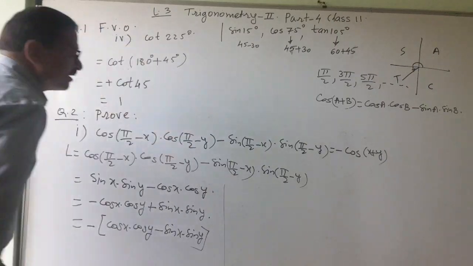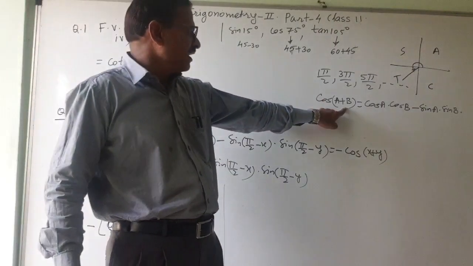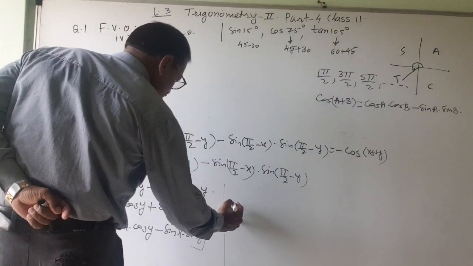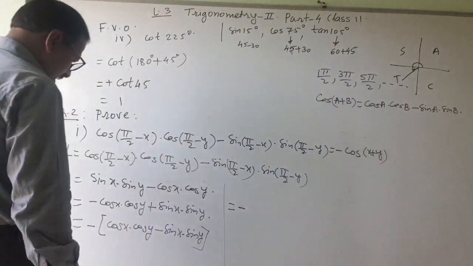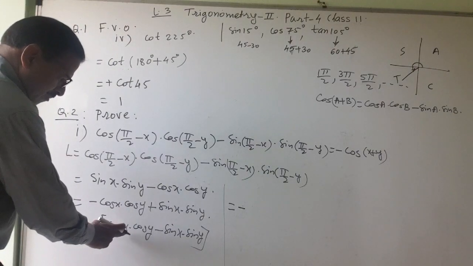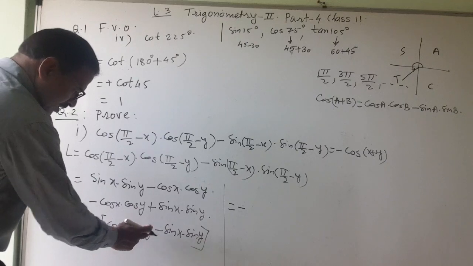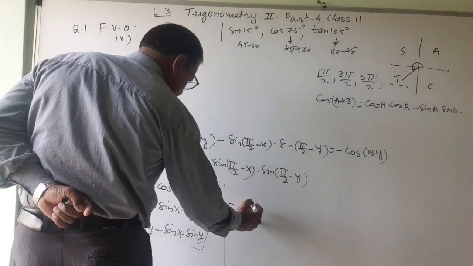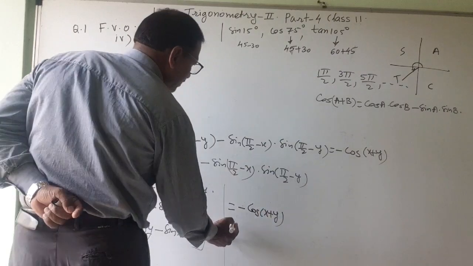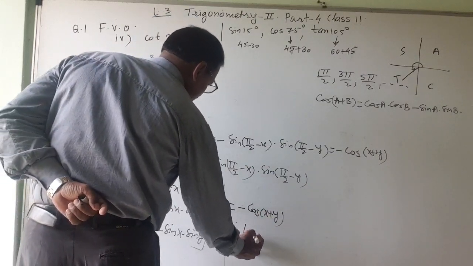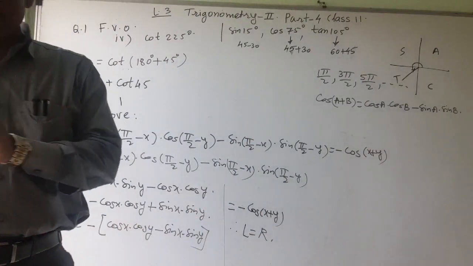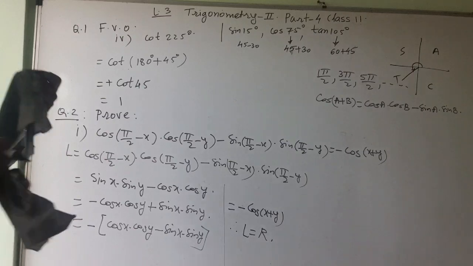Now this is exactly fitting in this formula. This minus sign will be out. This is equal to minus cos of a. Here it is minus, so a plus b means cos of x plus y. Therefore, LHS equal to RHS. This was what I wanted to prove, and we have proved it. Hope that you have understood this.